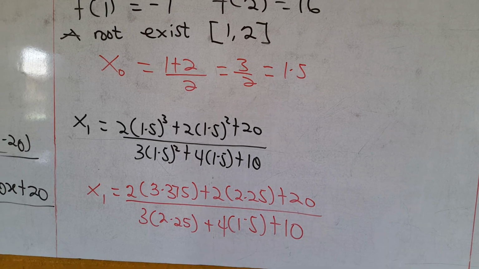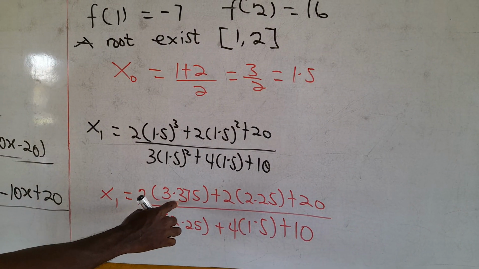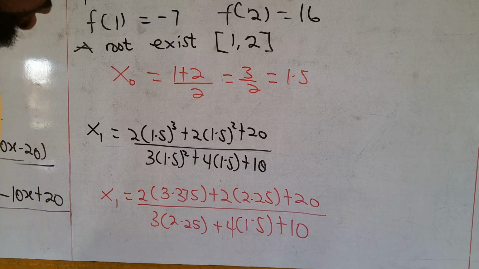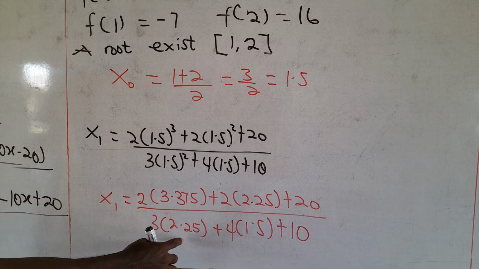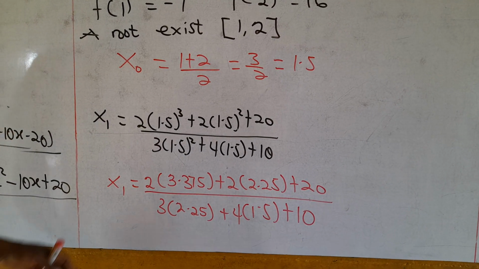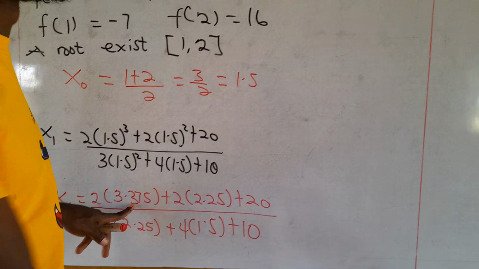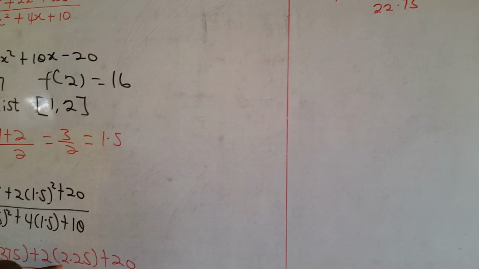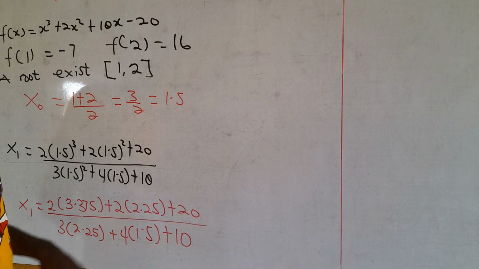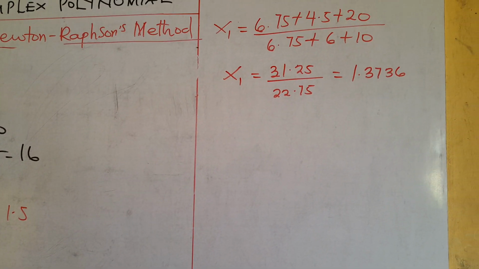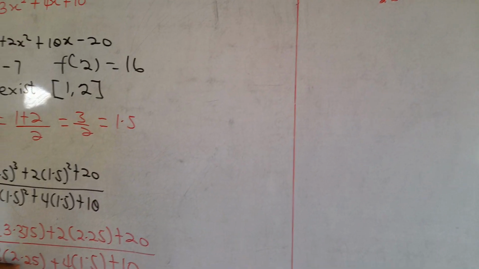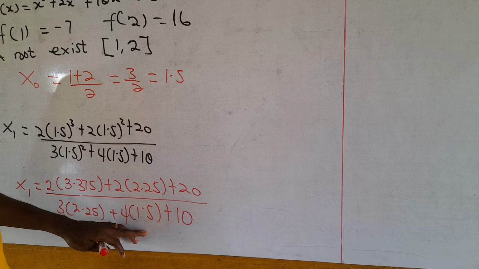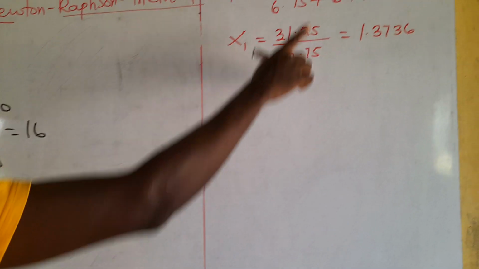So when we simplify this, 1.5 cubed will give us 3.375, 1.5 squared will give us 2.25, then plus our 20. Then 1.5 squared, remember, will be 2.25 again, in that order. Now to multiply this, we'll get 6.75. 2 multiplied by 2.25, we'll get 4.5, then plus 20. Then 3 multiplied by 2.25, we'll get 6.75. Then 4 multiplied by 1.5, we'll get 6, then plus 10. That's what we have there.